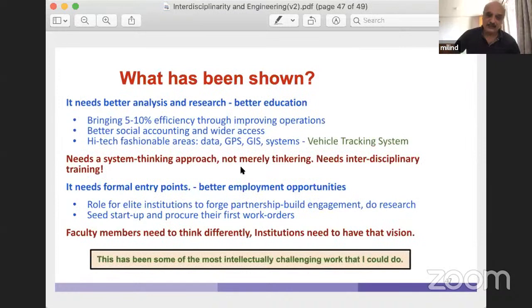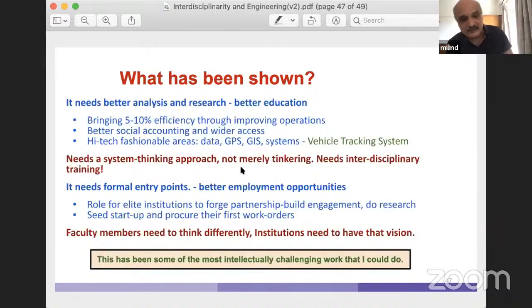So what has been shown is that bringing better analysis, research and better training can easily bring 5 to 10% efficiency in operations. We need better social accounting, we need wider access, and many high-tech fashionable areas like GPS and GIS are there for us to use. But we need a systems thinking approach, not merely tinkering; labs are not going to work. We need to go out there, and we need interdisciplinary training.